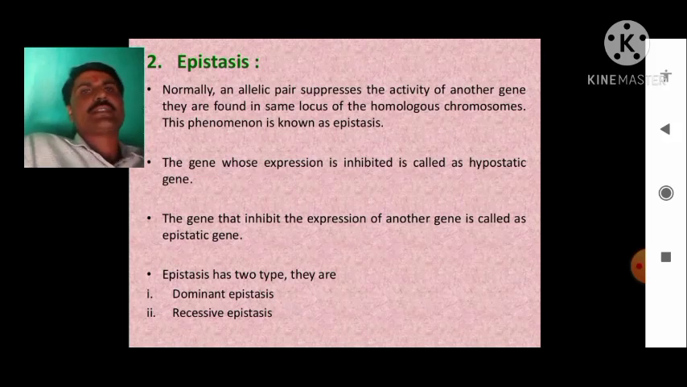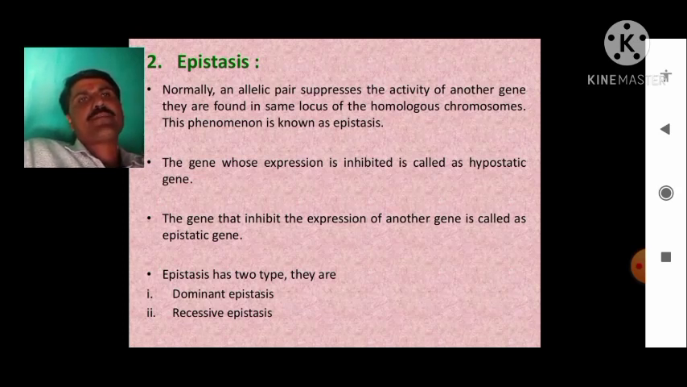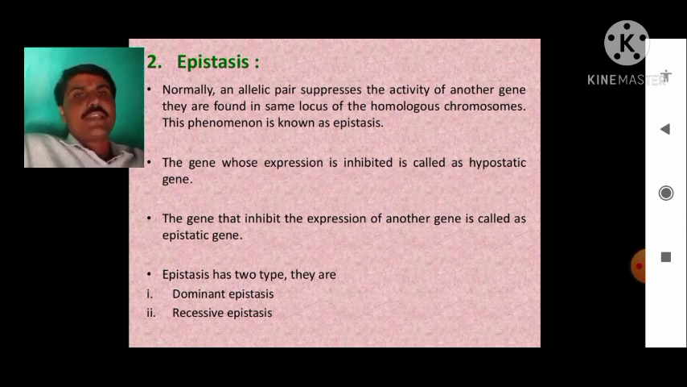Okay, the second term is epistasis. What is this phenomenon? In epistasis, an allelic pair suppresses the activity of another gene. Look out, the pair of alleles which suppress the activity of the other gene are found on the same location of the homologous chromosomes. This allelic pair which suppresses the activity of another gene found on the same loci of homologous chromosomes is known as the epistates.